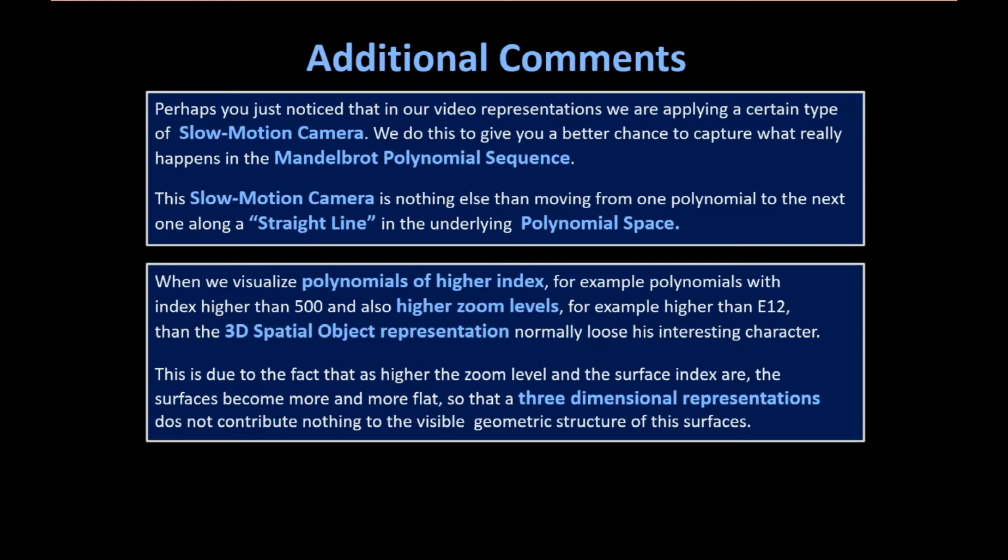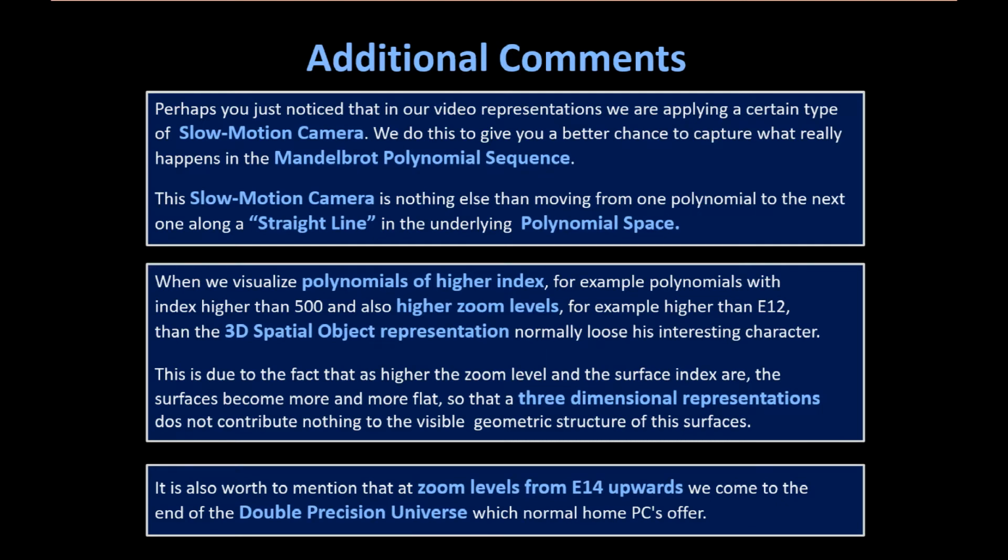When we visualize polynomials of higher index, for example polynomials with index higher than 500 and also higher zoom levels, for example higher than E12, then the 3D spatial object representation normally loses its interesting character. This is due to the fact that the higher the zoom level and the surface index are, the more and more flat the surfaces become, so that a three-dimensional representation does not contribute anything to the visible geometric structure of these surfaces. It is also worth mentioning that at zoom levels from E14 upwards we come to the end of the double precision universe which normal home PCs offer.